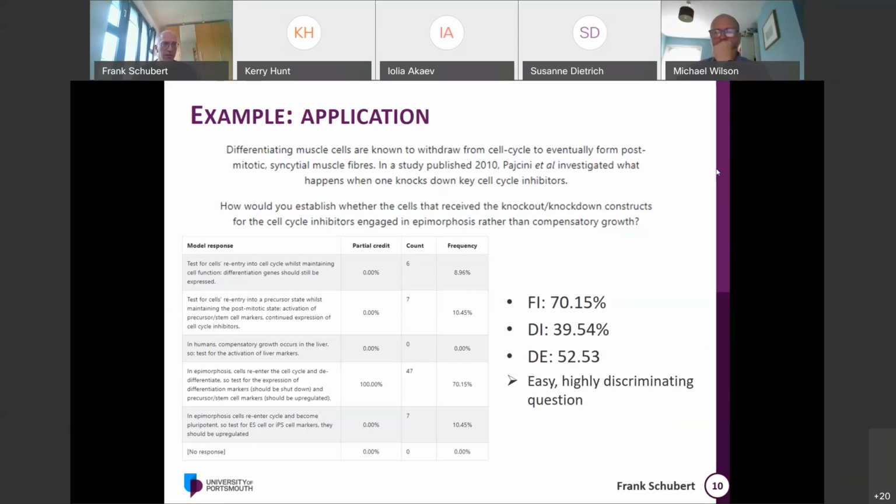Now, in this case, the facility index was very high, 70%, so nearly 3/4 of students got it right. But the discrimination index was very high. So what this really indicates is this was an easy question, but it was still highly discriminating. So I think in all of the MCQs that we are doing, we have to have a mix of relatively easy and relatively difficult questions. But even for the easy questions, we have to aim for them being discriminating. If it's easy, yes, the majority of students should get it right, but in particular, the majority of the good students should get it right, which in this case we had achieved.